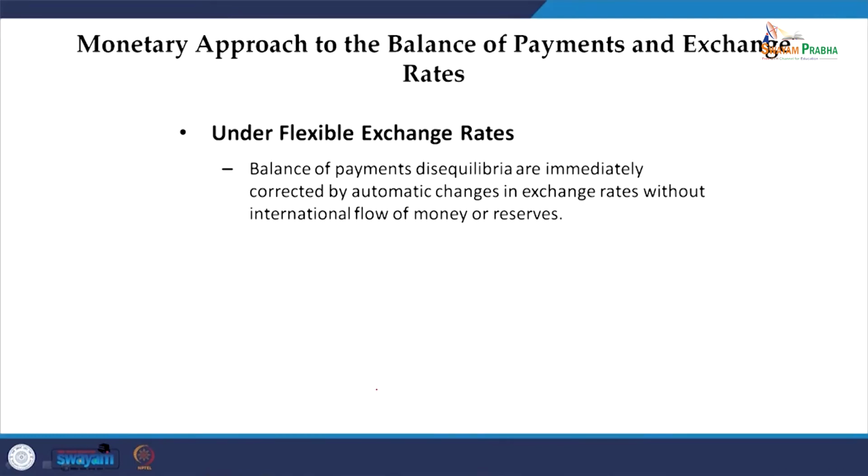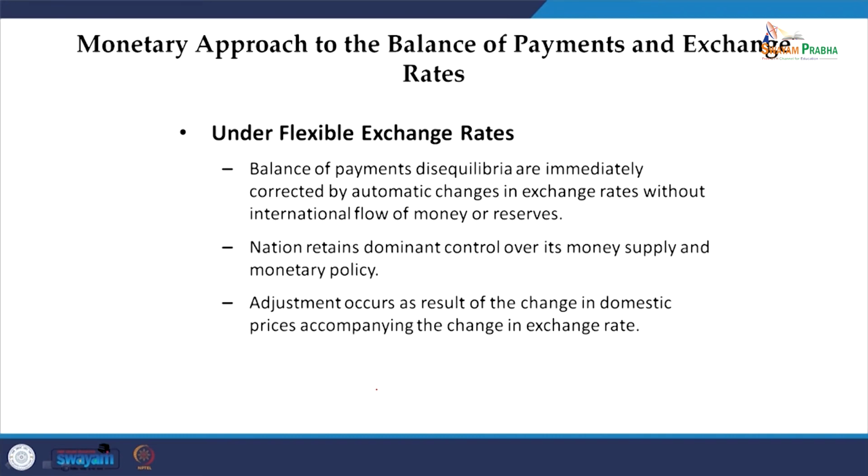Whereas, in the case of a flexible exchange rate, monetary policy is comparatively effective, because balance of payment disequilibria are immediately corrected by automatic change in the exchange rate without international flow of money or reserves. So, a quick correction is expected. The nation retains dominant control over its money supply and monetary policy. There are adjustments which occur as a result of change in domestic prices accompanying the change in exchange rate.